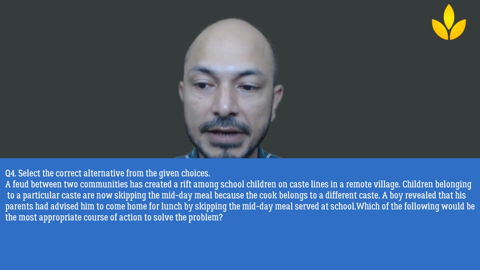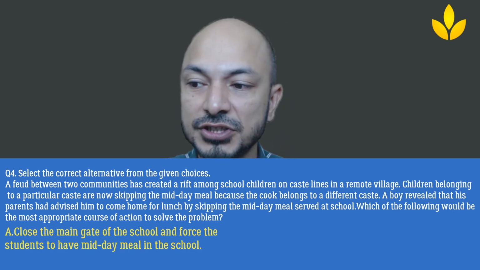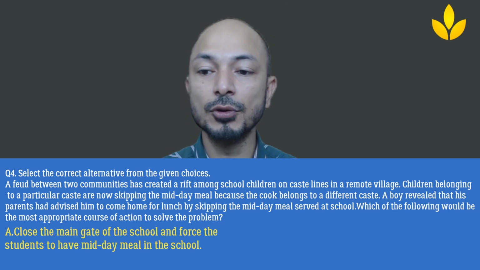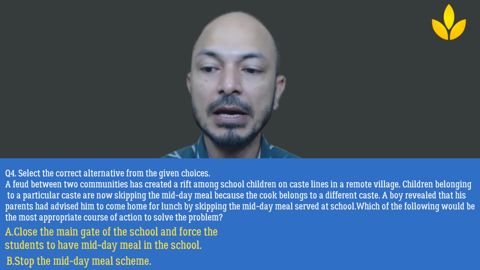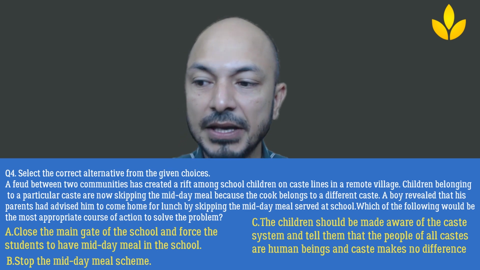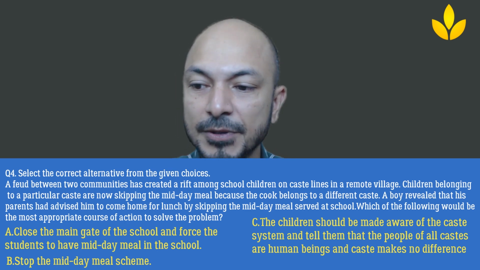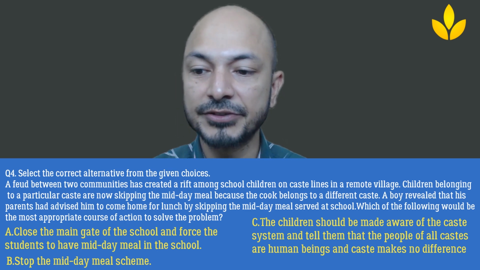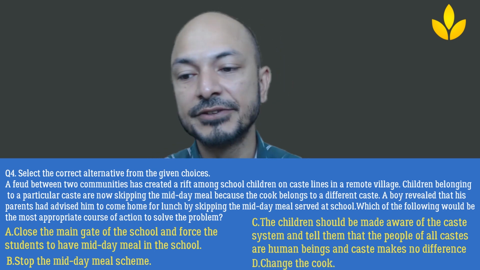And A reads, close the main gate of the school and force the children to have midday meal in the school. B says, stop the midday meal scheme. C says, the children should be made aware of the caste system and tell them that the people of all castes are human beings and caste makes no difference. D says, change the cook.